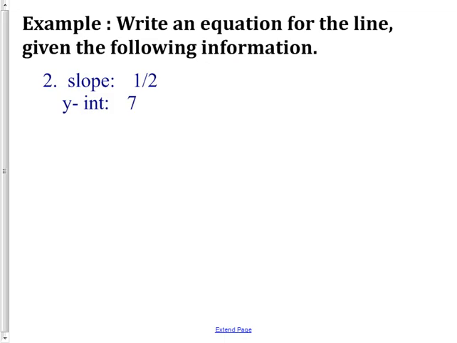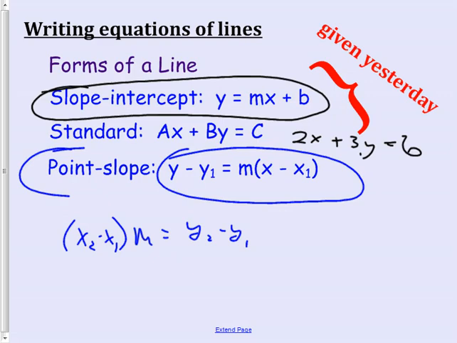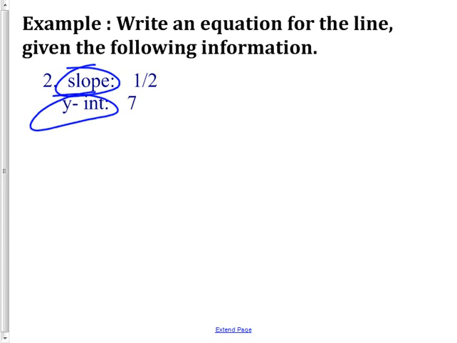All right, good enough. Example: write an equation for the line given the following information. If the slope is a half and the y-intercept is 7, which of those three styles should I pick? Well, they gave me the slope and the y-intercept, so maybe I should pick slope-intercept. Now, could you do it the other way? Yeah, but if they're going to give me the slope and the y-intercept, I'm going to write it this way. Y equals, my slope goes here, 1 half x, and my y-intercept is 7. Plus 7. See how easy that was?